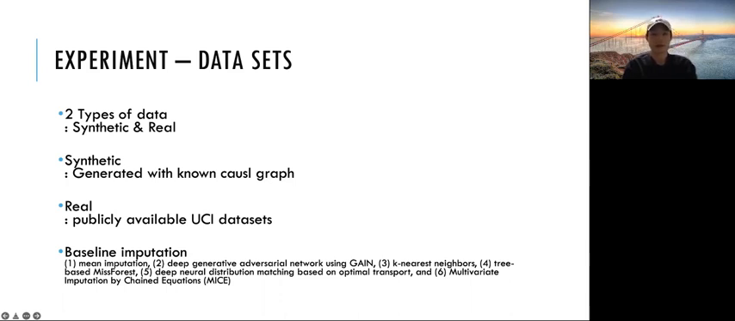And 10 different kinds of real UCI datasets are used, namely autism, life expectancy, energy, abalone, protein structure, communities and crime, yeast, mammographic masses, wine quality, and Facebook metrics. For baseline imputation, 6 different imputation methods are used, namely mean imputation, deep generative adversarial network using GAIN, K nearest neighbors, tree-based MissForest, deep neural distribution matching based on optimal transport, and multivariate imputation by chained equations, which is also called MICE.